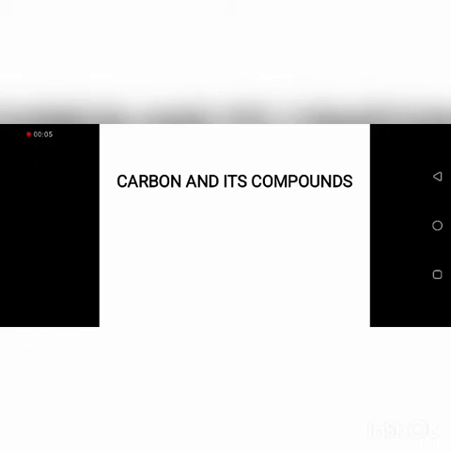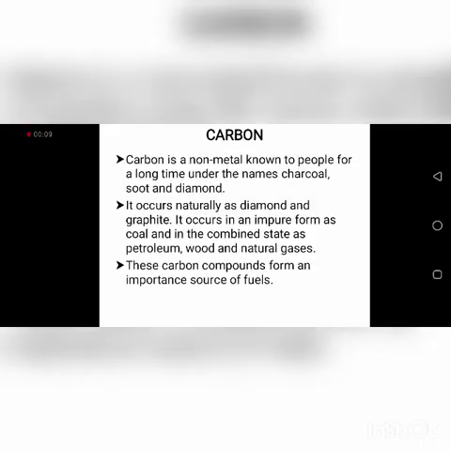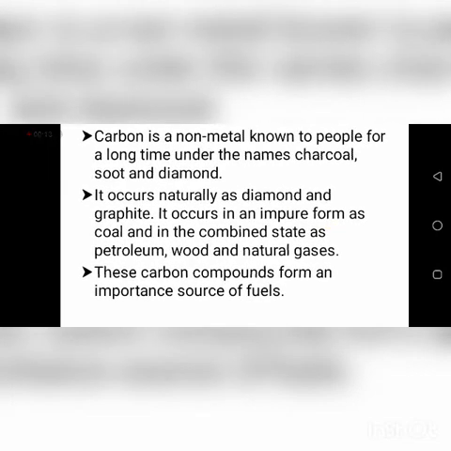Carbon and compounds of carbon. So, carbon. What are the properties of carbon? Carbon is a non-metal, okay, that we all know. It is in group 4. So it's a non-metal known to people for a long time. The substances that contain carbon include charcoal, soot, and diamond. They are the ones that contain an extensive amount of carbon.